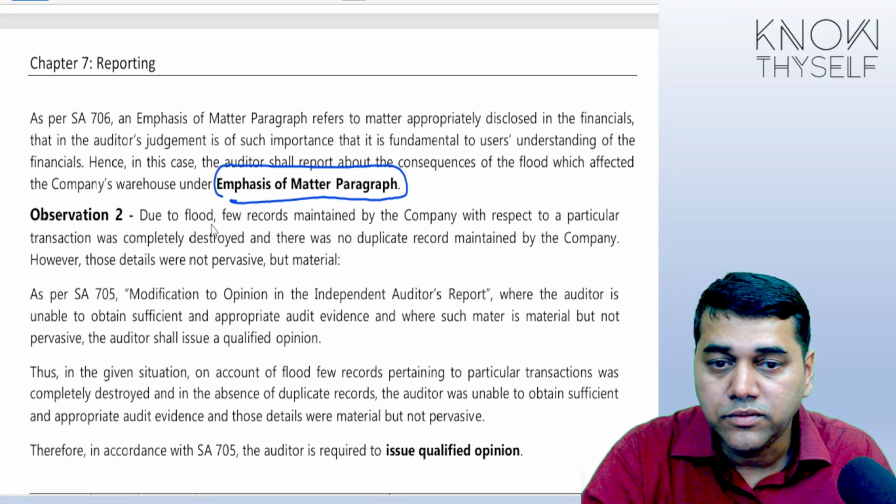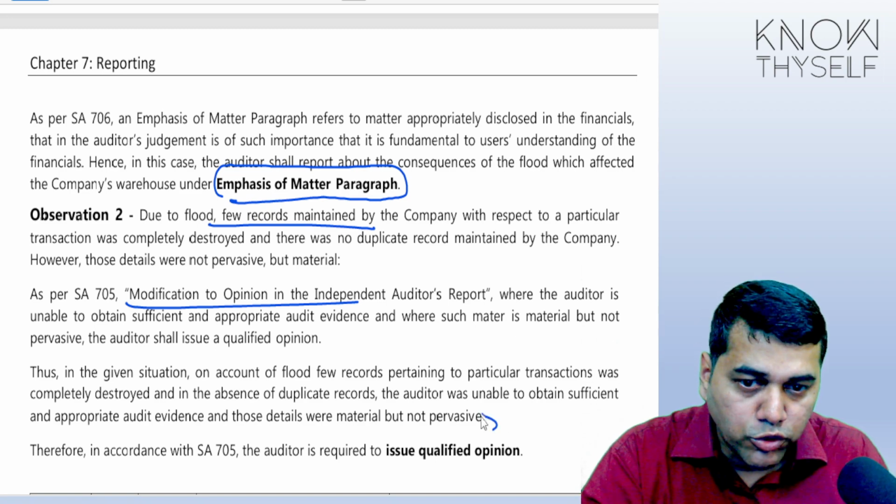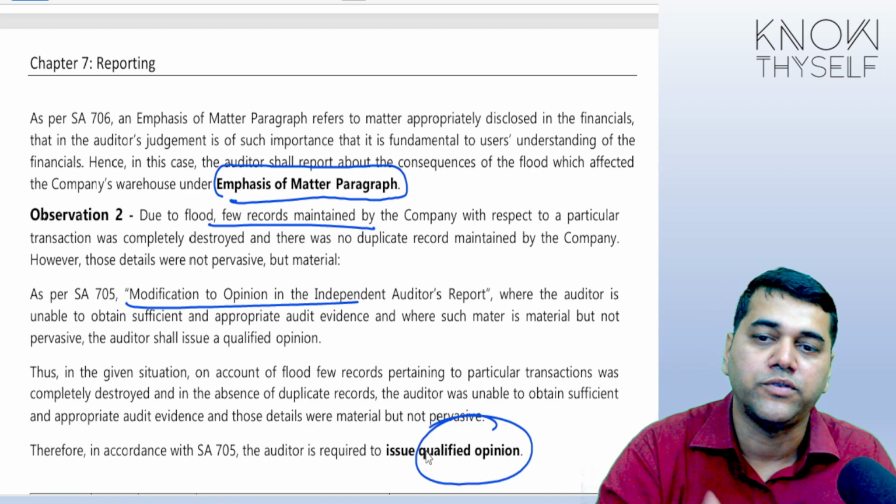Observation 2, your records got destroyed. You didn't get any evidence. So you have to issue a qualified opinion for observation number 2.